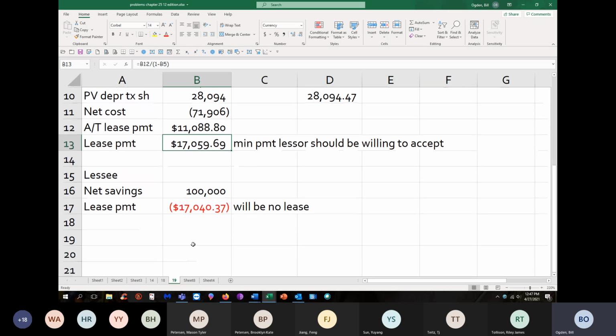And the lessee with the tax rate equal to 0, this is the exact same calculation that you made in problem 14 for the lessee. And so it should come out no different, and it doesn't. So 17,040 is the largest payment that the lessee should be willing to make. And since the largest payment that the lessee should be willing to make is below the minimum payment that the lessor will be willing to accept, we can conclude that there will be no lease.